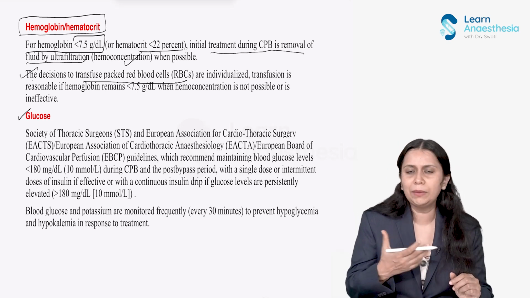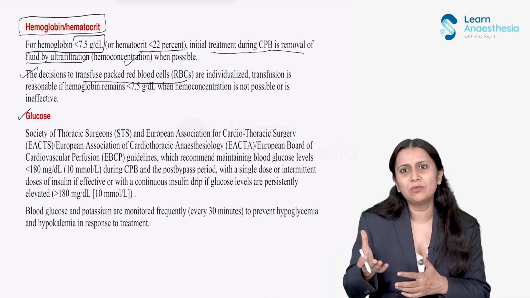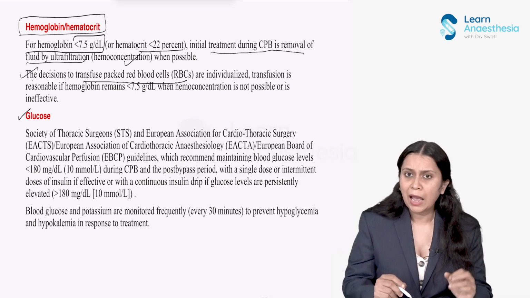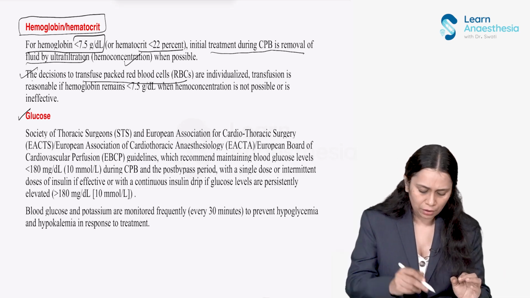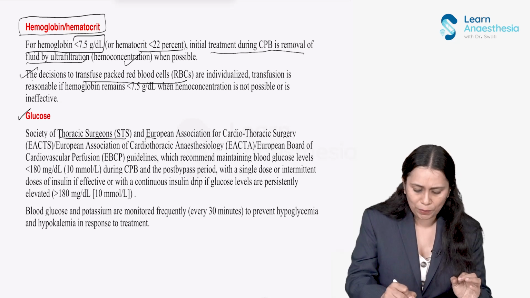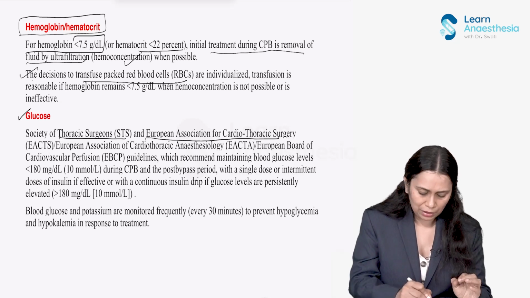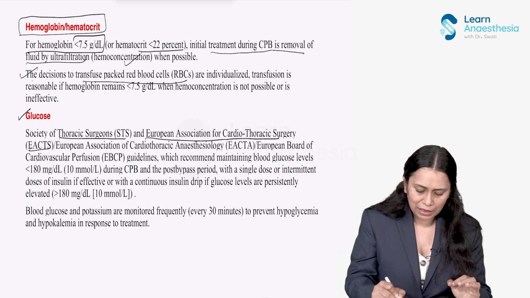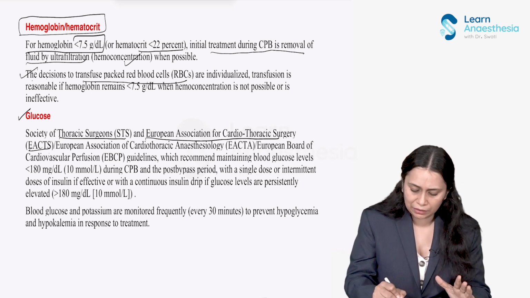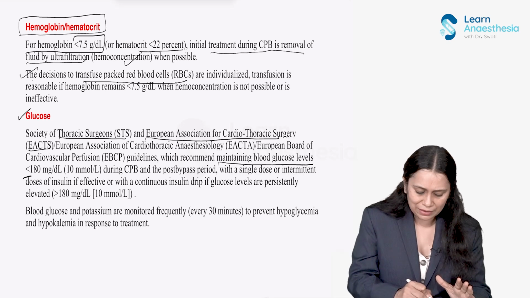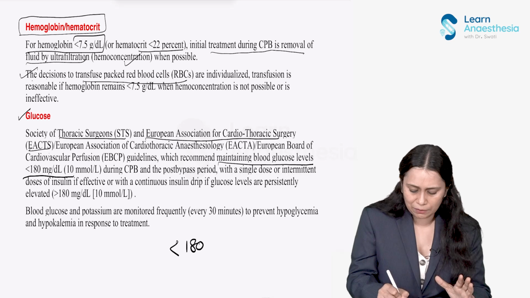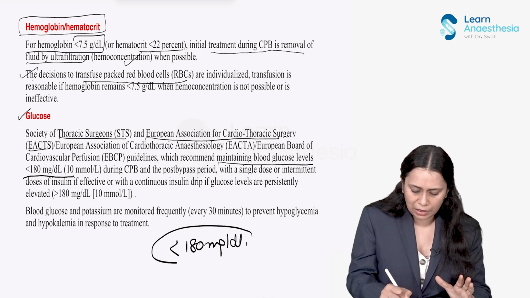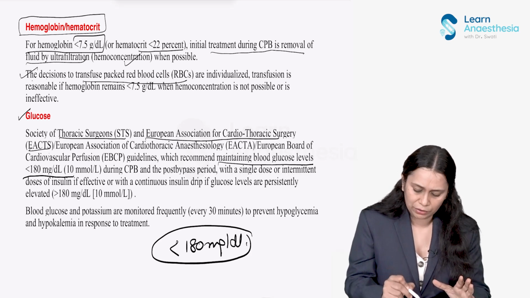When the patient is on CPB, hyperglycemia is one of the common things which we see, and blood sugar should also be maintained. The blood sugar monitoring should be done, like point of care monitoring, every 30 minutes. So, the Society of Thoracic Surgeons and the European Association for Cardiothoracic Surgery, that is EACTS, have given the guideline to maintain the blood glucose level less than 180 milligram per deciliter. So, less than 180 milligram per deciliter is the target blood sugar that we have to maintain during CPB.